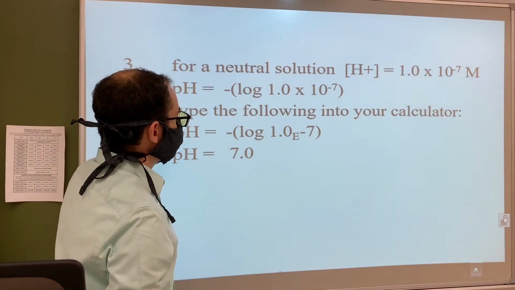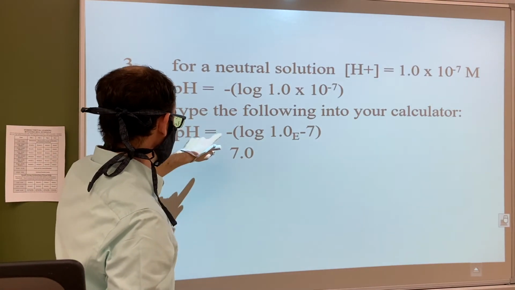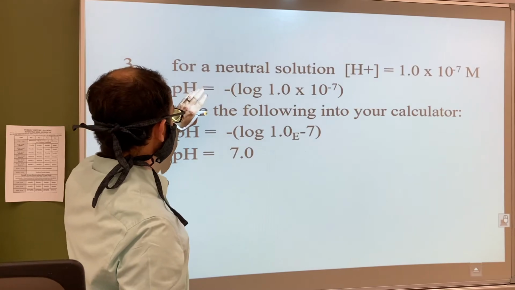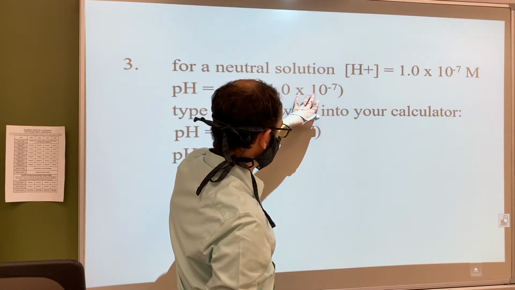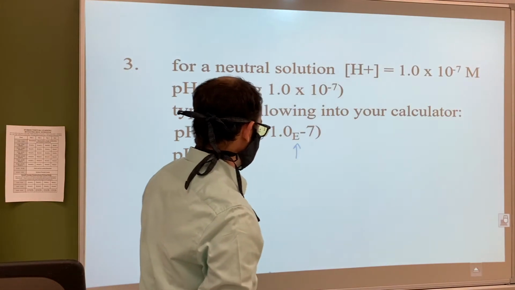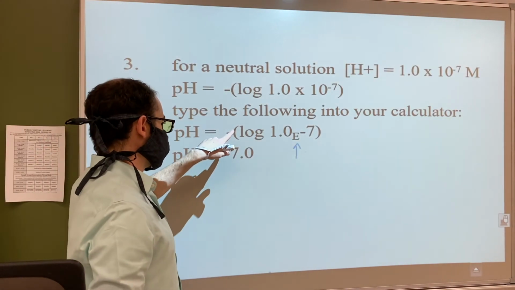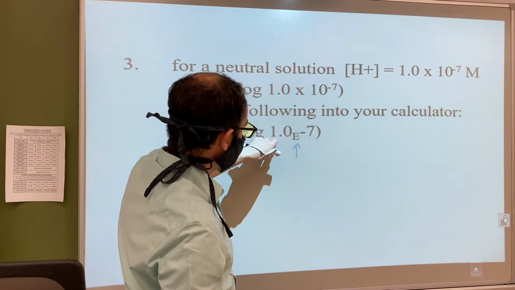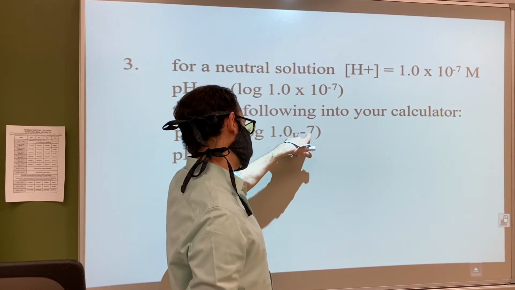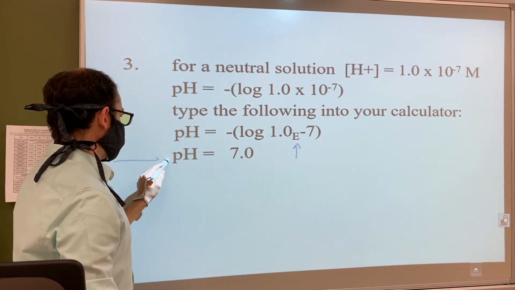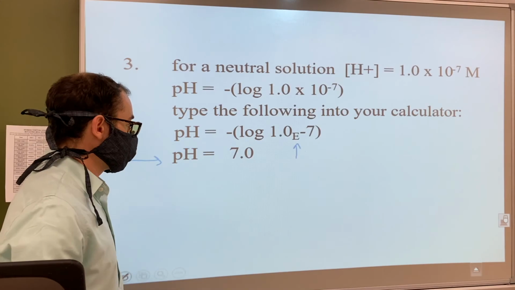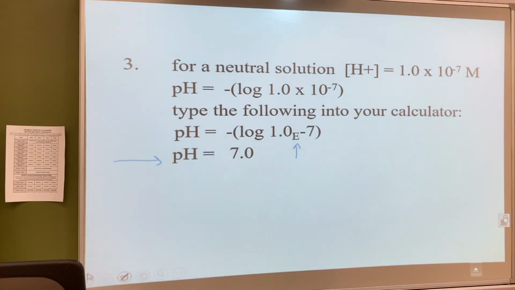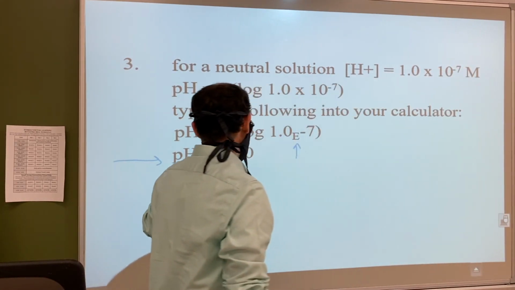So what you're going to plug into your calculator is this right here. All right, so it's pH equals negative log 1.0 times 10 to the negative 7th. But remember, you want to use that E button. So it'll look something like this. Negative log 1.0, that E button, negative 7. And you should get 7. That should be your answer. You should just get a 7 out of it. So try it. See if you got it. Okay, so we plug this in, we get 7.0.